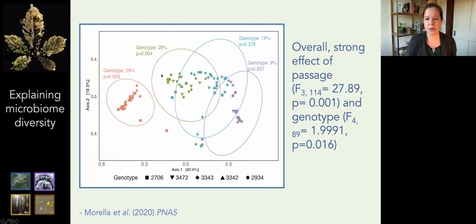So as we move through to passage 2 in green, 3 in blue, and 4 in purple, the communities are shifting, and in a very concerted way. They're moving together away from that starting point. And so that tells us that even though these were independent selection lines, they're being selected in a similar direction. And also, interestingly, by the end of the experiment, the genotype of the plant no longer mattered.